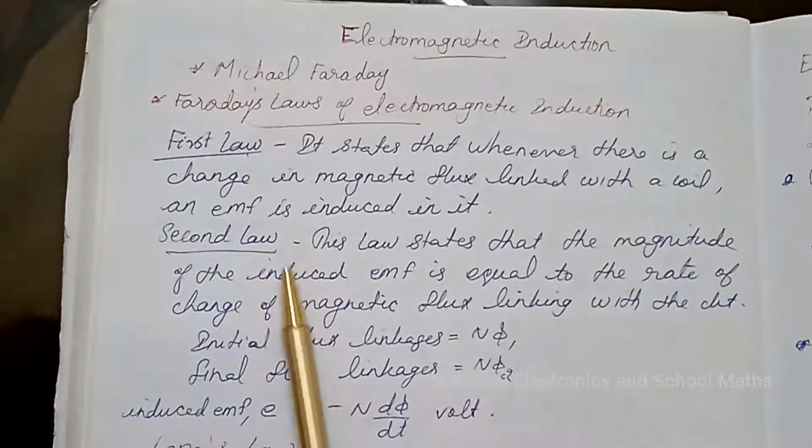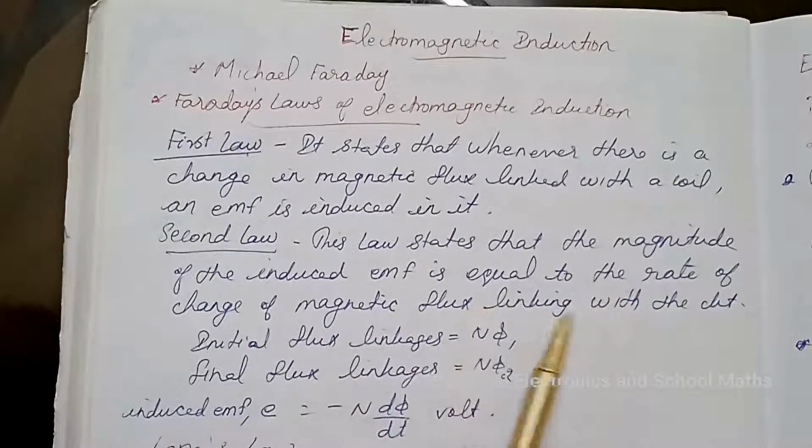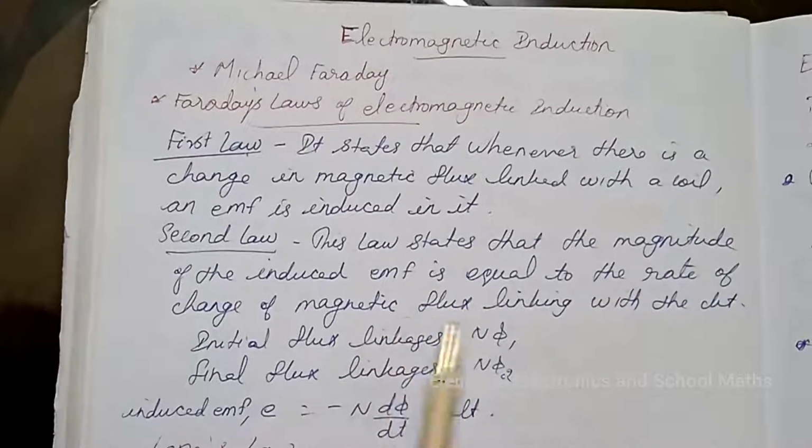Faraday's second law. This law states that the magnitude of the induced EMF is equal to the rate of change of magnetic flux linking with the circuit. Let N be the number of turns in the coil, Phi1 be the initial flux, Phi2 be the final flux linked in Weber. Then the induced EMF E is given by minus N into d phi by dt volts.